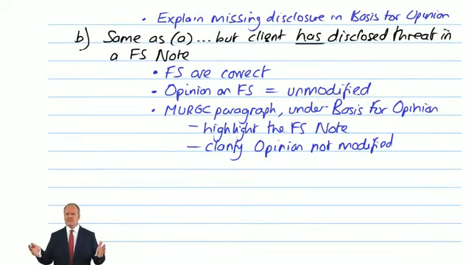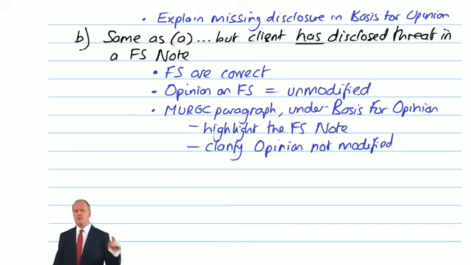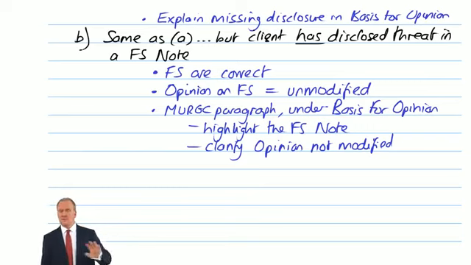Now, I'm trying to save a bit of time, cut a few corners, and I'm calling it a MURGC paragraph. The first time you write this in an answer, you would have to put all the words material uncertainty relating to going concern, but then put brackets and call it MURGC afterwards, and then you can call it MURGC from then on in.